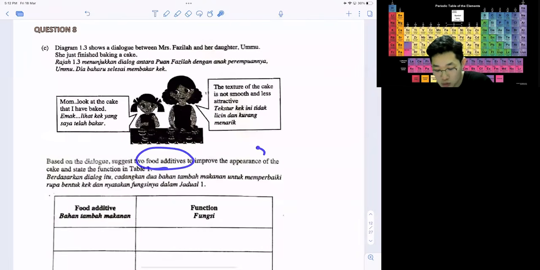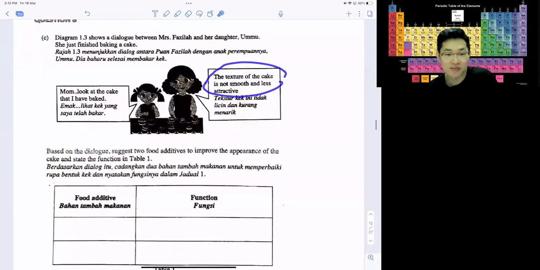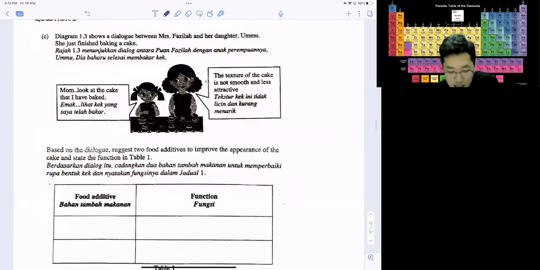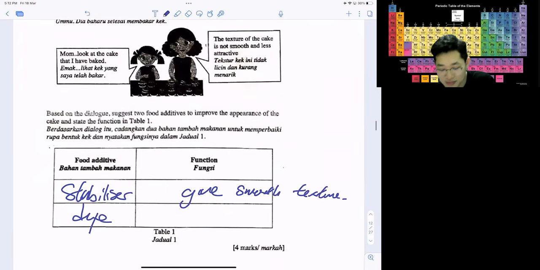Then this mom, what is she doing? Two food additives to improve the appearance of the cake. What she said is the texture of the cake is not smooth and less attractive. So we can apply stabilizer to give a smooth texture, and dye to improve the appearance of the cake. Okay, so pretty easy.